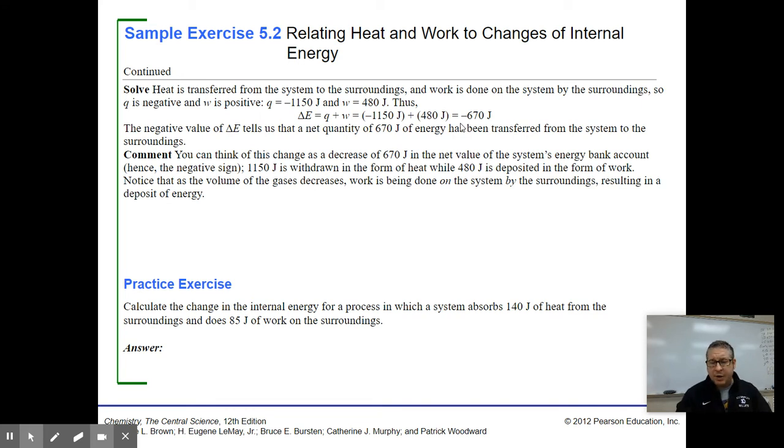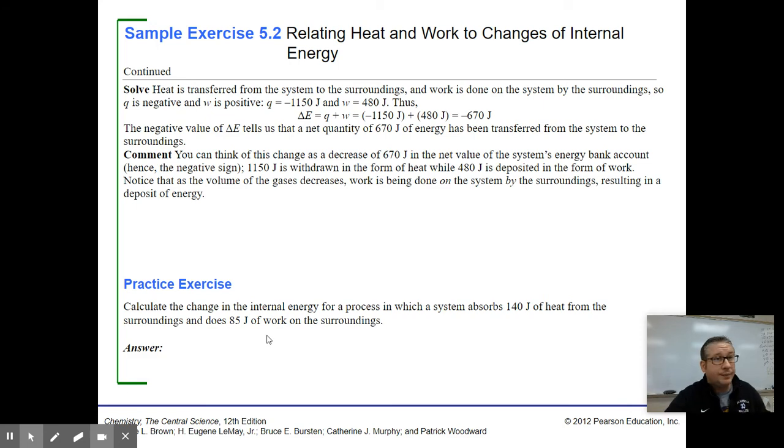Let's move on to the practice question here. If you want to get a piece of paper or a calculator, by all means. It says calculate the change in the internal energy for a process in which the system absorbs 140 joules of heat from the surroundings and does 85 joules of work on the surroundings.